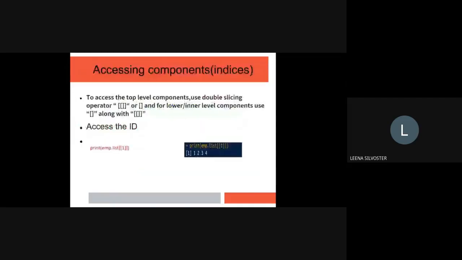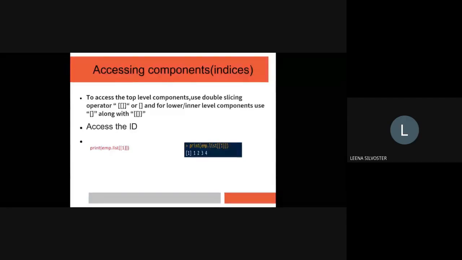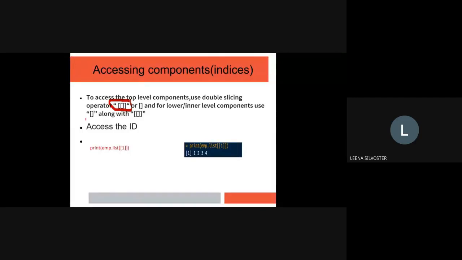Okay, how to access the components? To access the top level components, you can use double slicing. That is, you can use two square brackets or a single bracket. Square bracket must be within double quotes. Just remember this one. And for lower or inner components, we use single square bracket along with double square bracket.